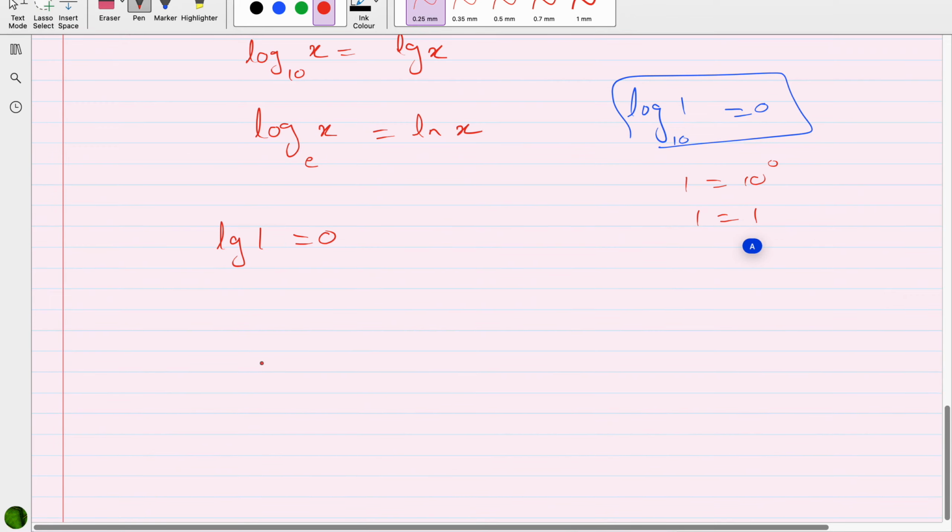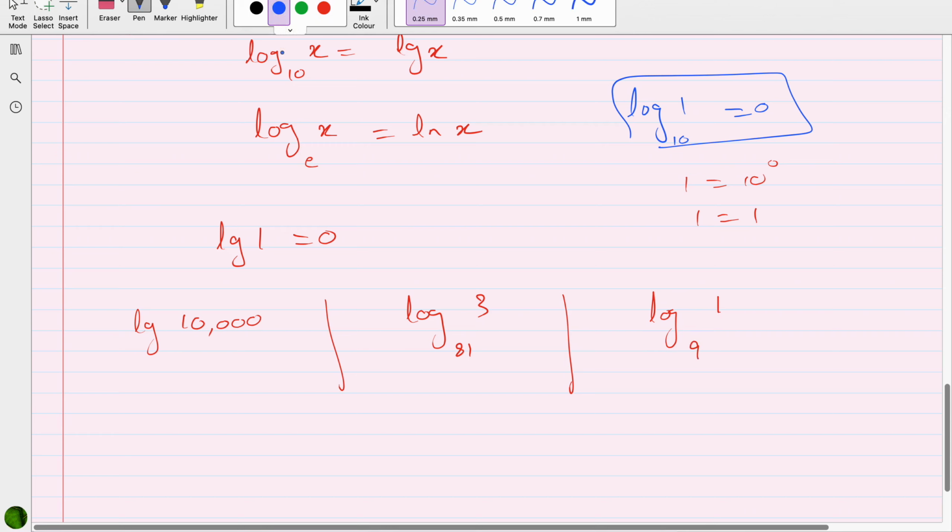Evaluate few questions before we jump on to main properties. Log of 10,000 and log of 3 to base 81 and log of 1 to base 9. So let's start with the first one.